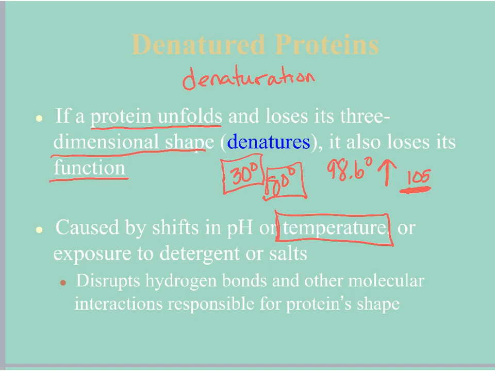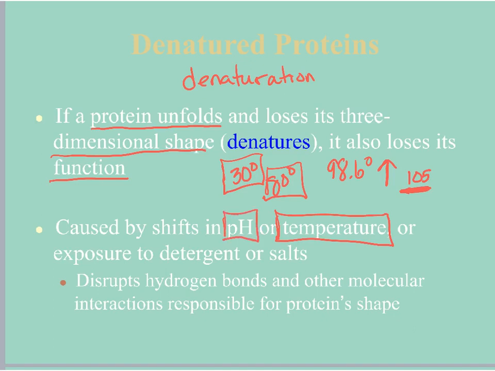So temperature is the main culprit of protein denaturation. This is one of the reasons why we cook our food. We cook meat, and when we do, we're able to kill bacteria and viruses, because that high temperature unfolds those proteins that would make us sick from the bacteria or the viruses. So this is why cooking your food helps to kill the bacteria, because it unfolds or denatures those bacteria's harmful proteins.